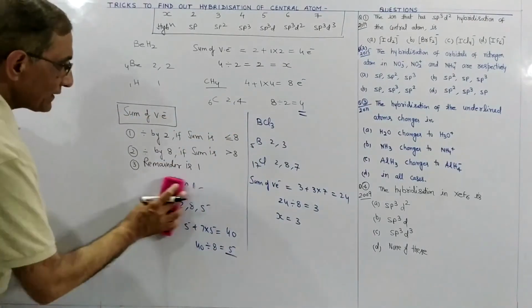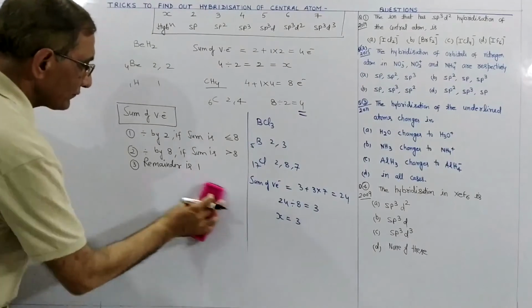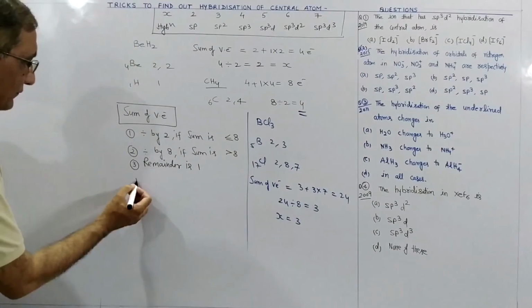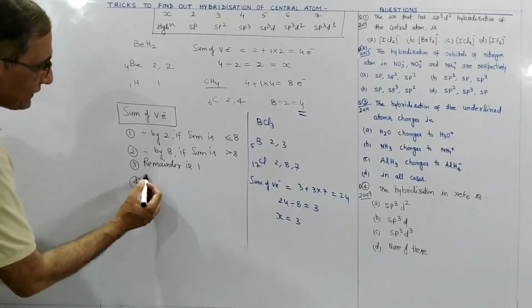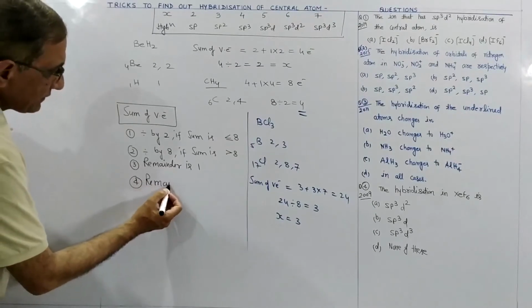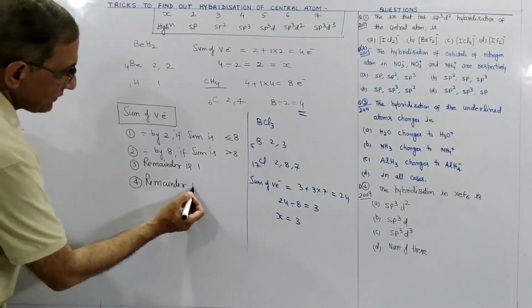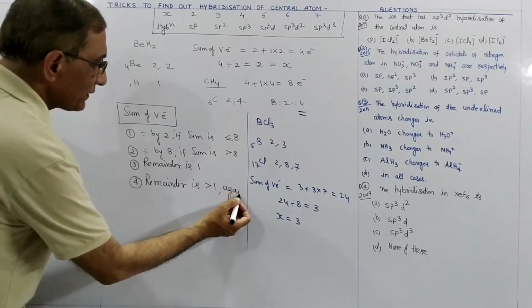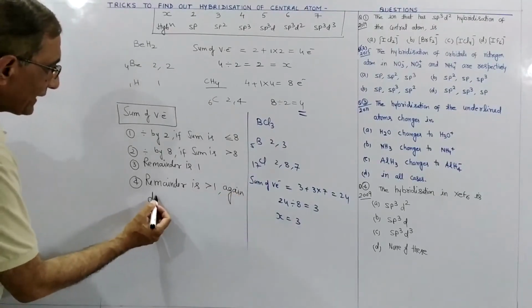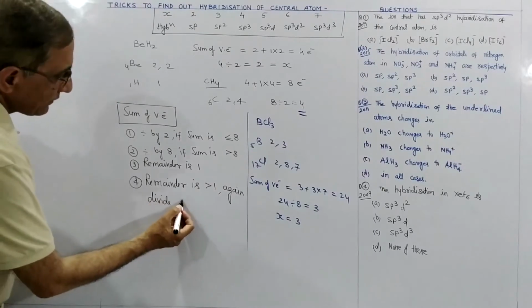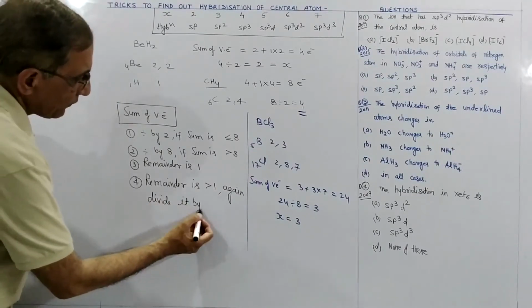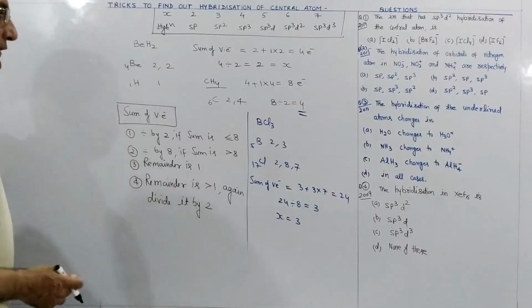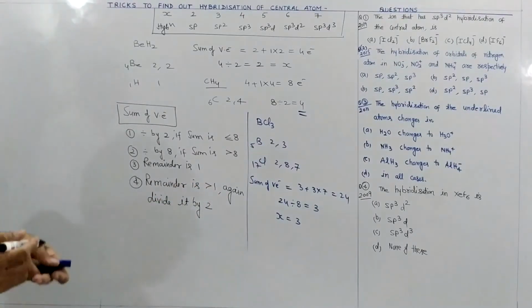If this remainder is more than 1, again divide it by 2, and whatever you are getting, you can add that to the quotient. Now we will take these questions one by one.